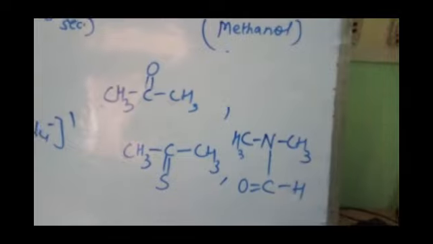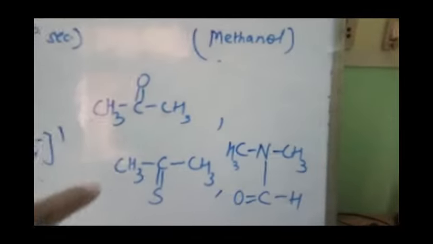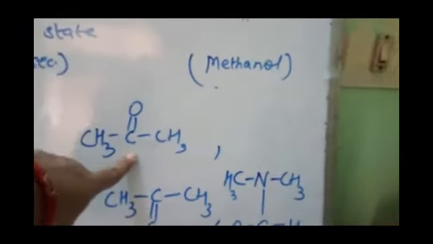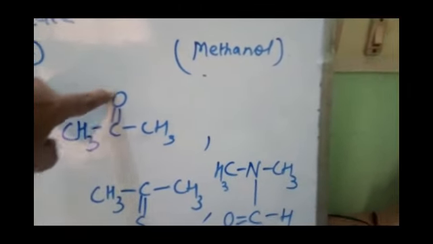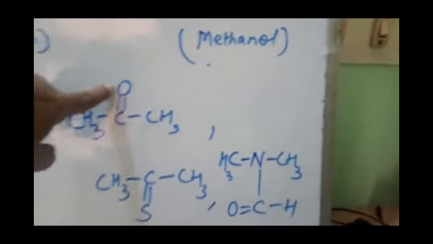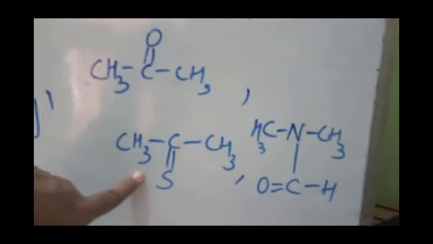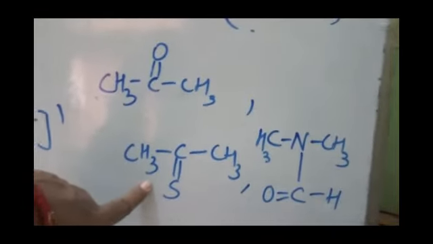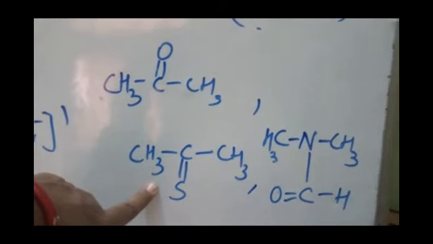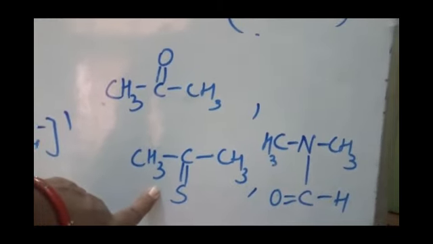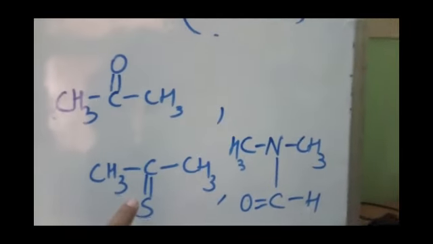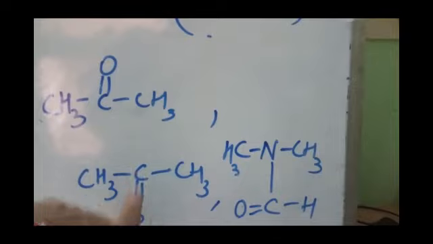These are some examples of polar aprotic solvents, such as this is acetone. Here see, polarity is there because this C=O bond is a polar bond, and further it cannot donate protons, so it is a polar aprotic solvent. This is acetone. Now the second one is known as DMSO. DMSO means dimethyl sulfoxide. This one is also polar aprotic, since this bond is a polar bond.